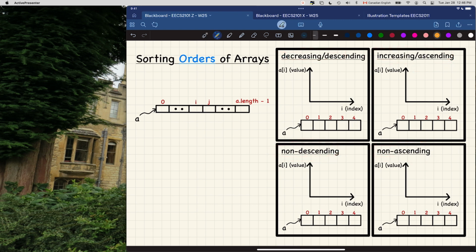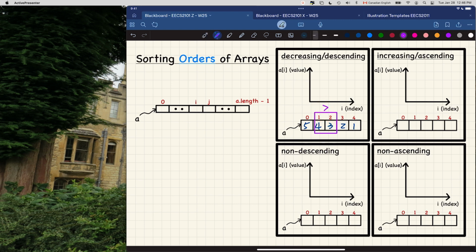So let's talk about the easiest one, decreasing or descending. One example would be, let's say, 5, 4, 3, 2, 1. This would mean whenever I choose any adjacent elements over here, if it is decreasing, that means this element here must be strictly larger than this element here. It must be strictly larger than. All right?